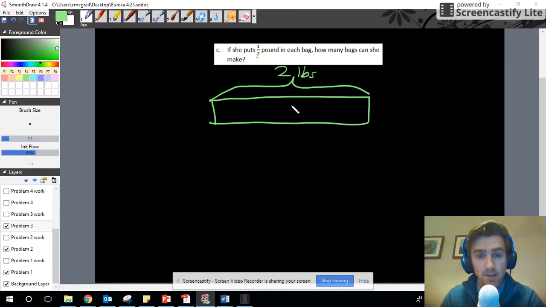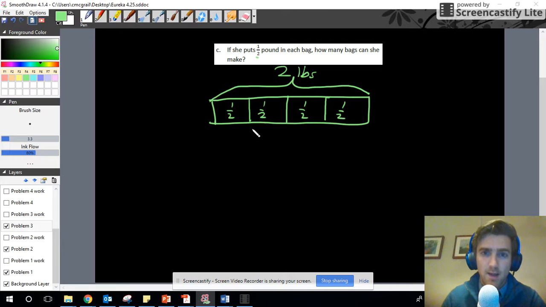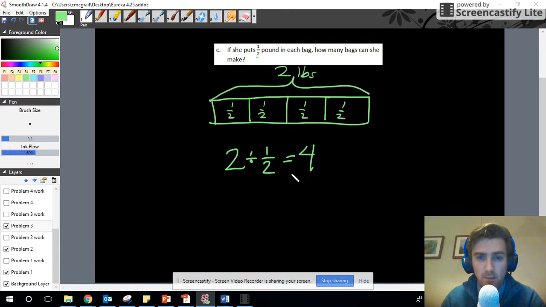Again, I'm going to visually solve this problem. 2 pounds can be split into 1 and 1, and I need to split each of these ones in half to find my half pound. And so I know that here I've got half, half, half, and half. And my division sentence is going to be 2 pounds of pecans divided by half a pound each equals 1, 2, 3, 4 different bags. So I can prove that 2 divided by 1/2 equals 4.